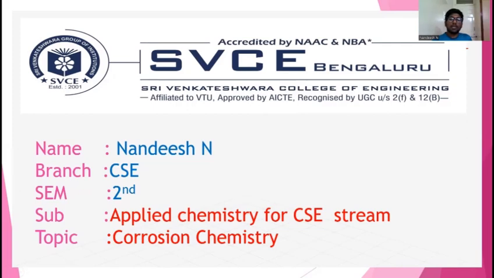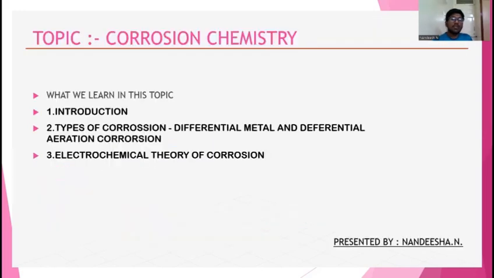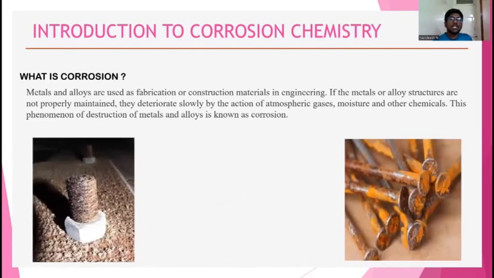The topic of my presentation is corrosion and its types. What we learn in this topic: introduction to corrosion and types of corrosion. There are two types of corrosion: differential metal and differential aeration corrosion. Electrochemical theory of corrosion. What is corrosion?